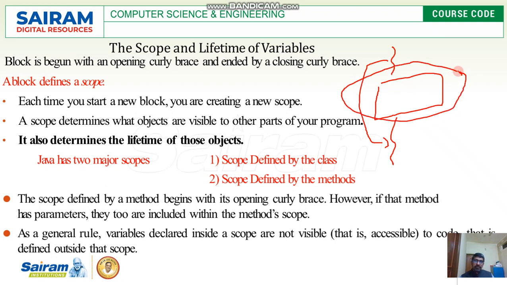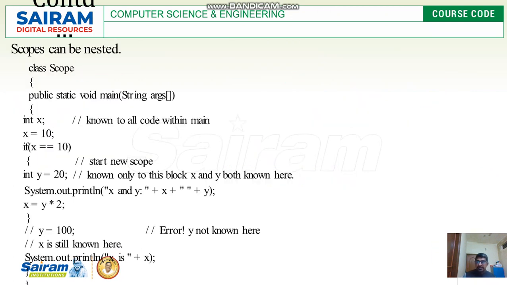So let me repeat. The block begins and ends with curly braces, and a block is going to define a scope. Each time you create a new block, you are going to create a new scope. Please remember this statement: every time you create a block, you are going to create a scope. So let us see a small program using this.